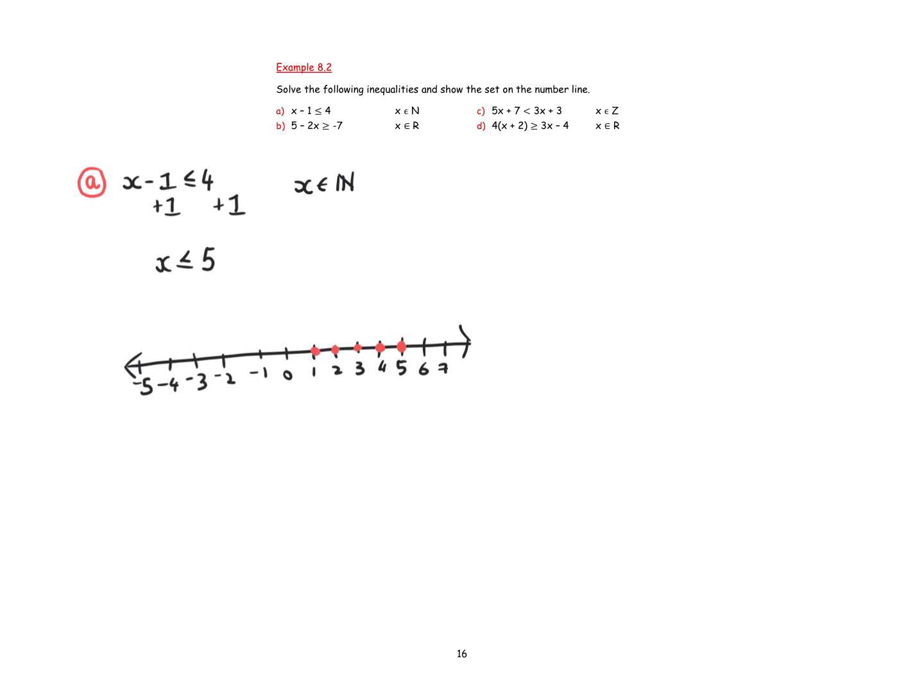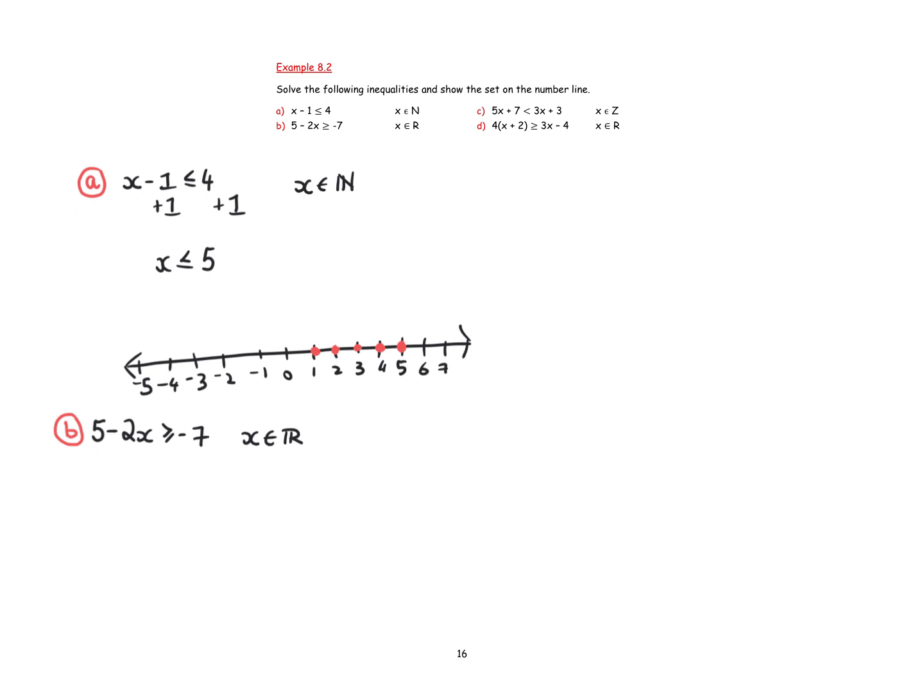It couldn't be 0, -1, -2, -3 because they're not natural numbers. And the most important thing is that we have only the numbers that it says we're allowed, which is the natural numbers.